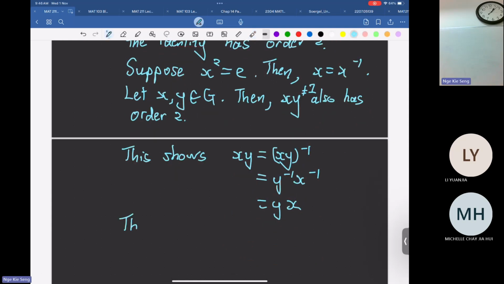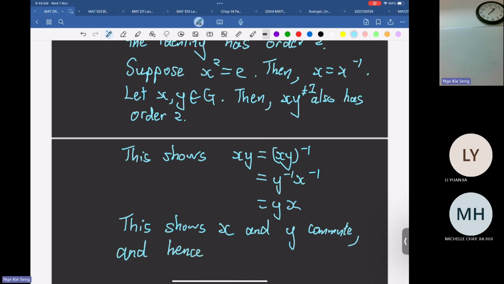So this shows that x and y commute. And x and y commuting means the group is actually abelian. Okay, G is abelian. So what's good about an abelian group?